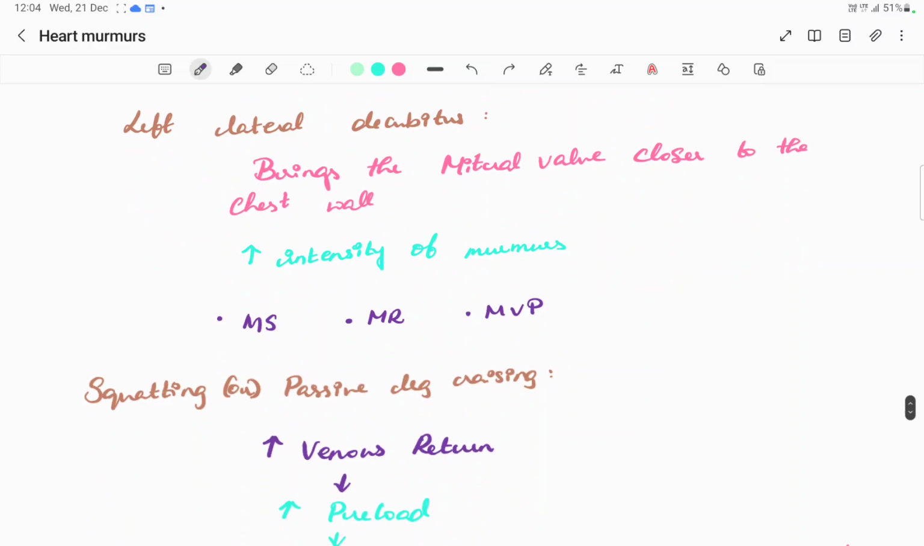What about left lateral position? If someone's in the left lateral position, the mitral valve is going to get closer to the chest wall. So that is going to lead to increased intensity of MR, MS and mitral valve prolapse murmurs.